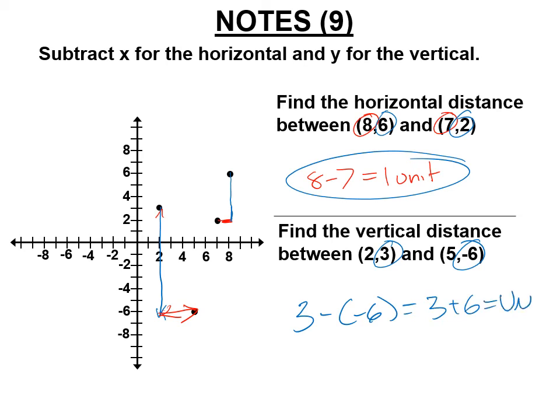All right? So notice, you have to read them. It says vertical distance, you find the two y coordinates. That's this, which was 9 units, right? And if you're asked for the horizontal distance, you're subtracting the x coordinates. That's 1 unit.